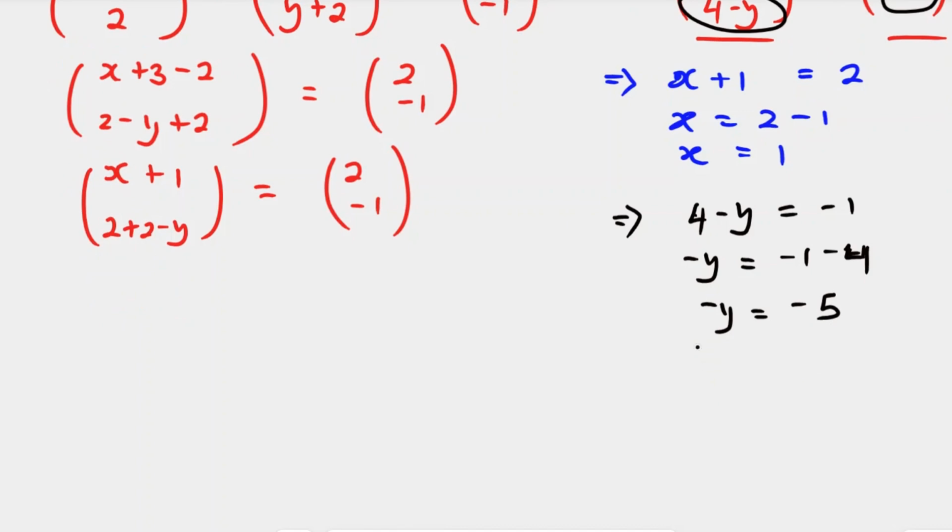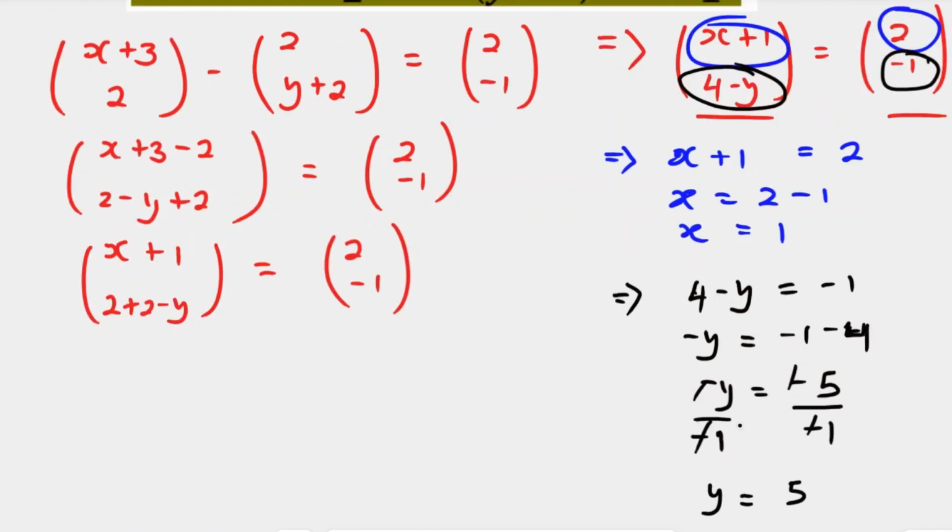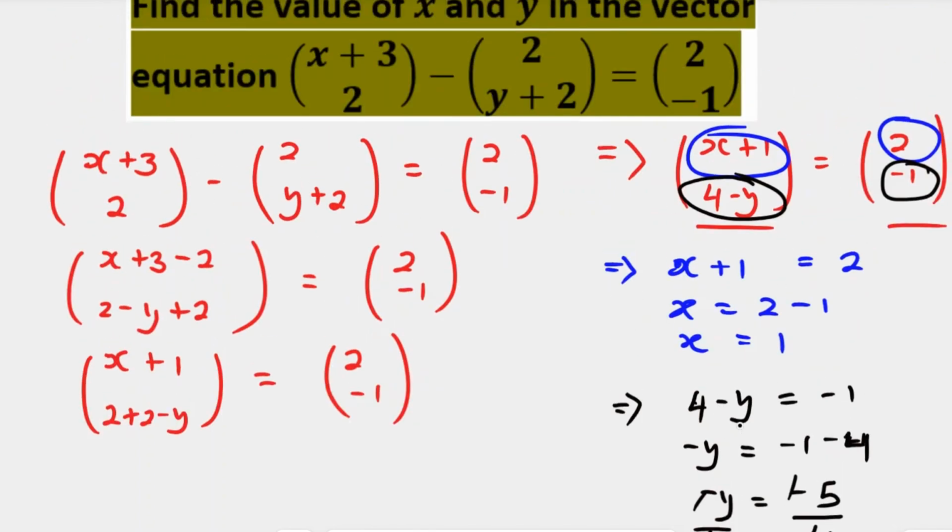We divide both sides by negative 1 so that we can get y. The negatives will just do away. So we have y equal to 5 on 1, which is 5. So y is equal to 5. So we are done. These are the values of x and y. If you want to verify, you can verify.